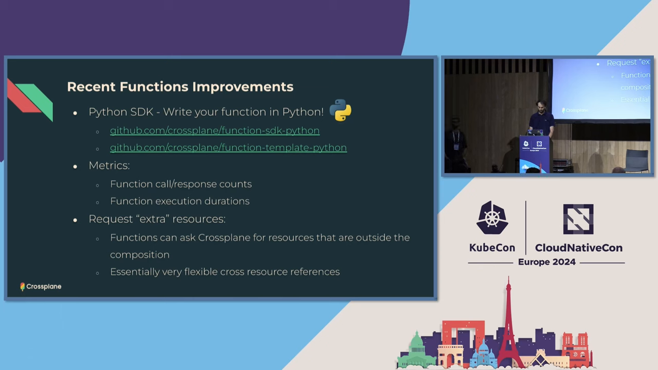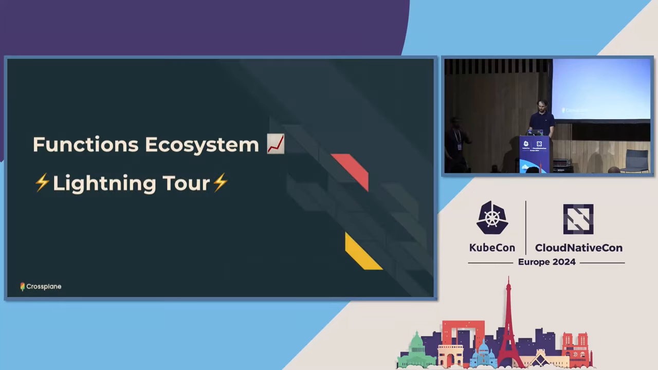And then we also added a completely new feature to functions quite recently in 1.15, which is the capability to request additional extra resources. So functions can actually request back to Crossplane additional cluster-scoped resources, which usually are everything Crossplane handles, and can use those as part of their composition. So it's essentially a very flexible cross-resource reference. And obviously, functions can expose that with whatever API they want through the input, as we saw. So we're gonna see a bit more later.